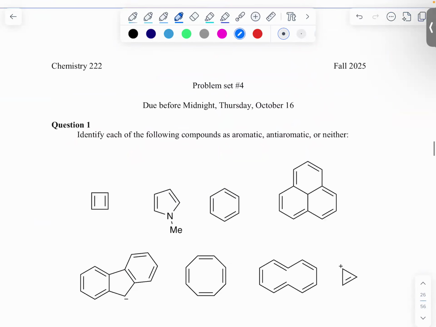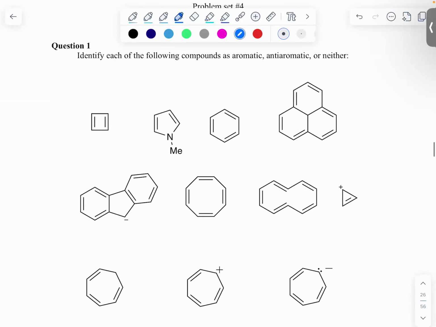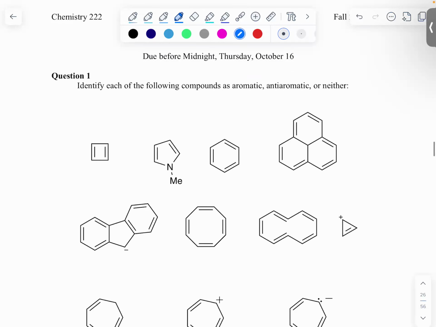Moving to homework 4. Our first set of questions is going to ask us about identifying aromatic, anti-aromatic, or neither. And so when doing these kinds of questions, we want to count the number of pi electrons. Now, we have a couple sources of pi electrons. They can be from pi bonds, which is like your double and triple bonds, and they can be in lone pairs.